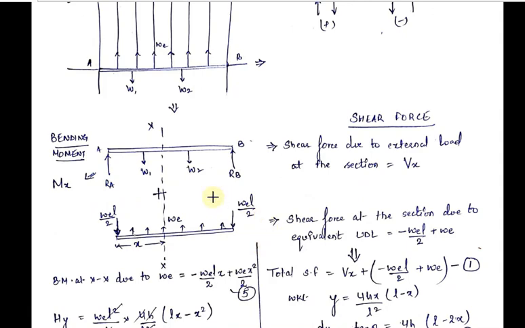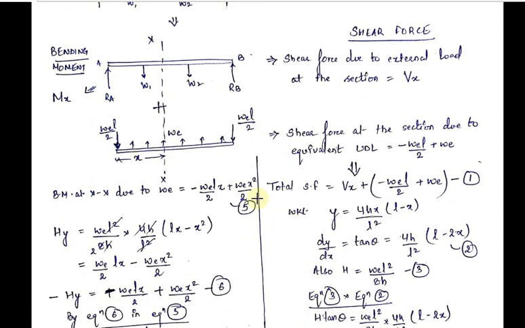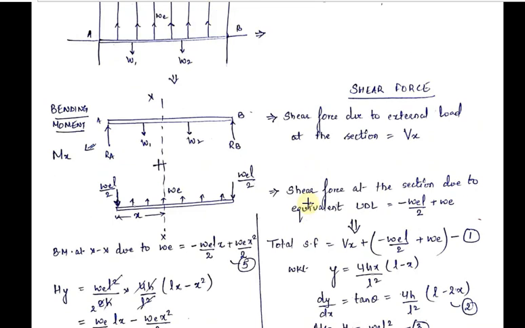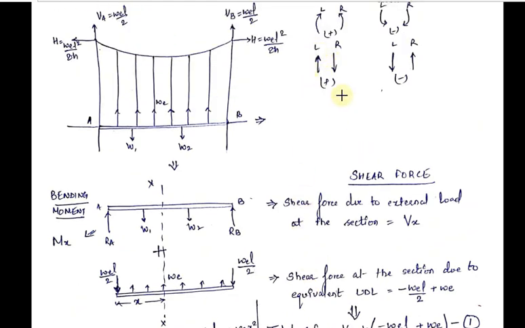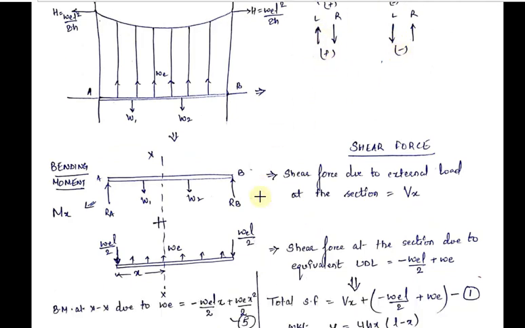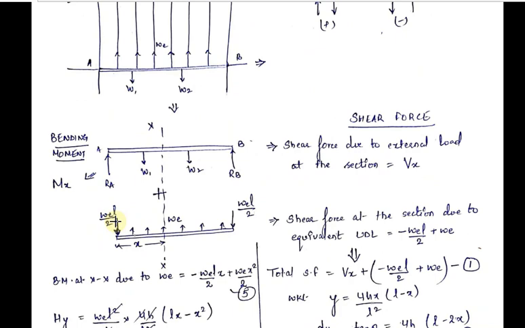Now let's come to the second part. If you see the second part, shear force at this section will be equal to the summation of forces either to the left of the section or to the right of the section. So I'm going to take the left part of the section. On the left part there are two forces, one acting in the downward direction and one acting in the upward direction. If you look at the sign convention, if the left force is downward, shear force is negative, and if the left force is upward, shear force is positive. So downward negative, upward positive.